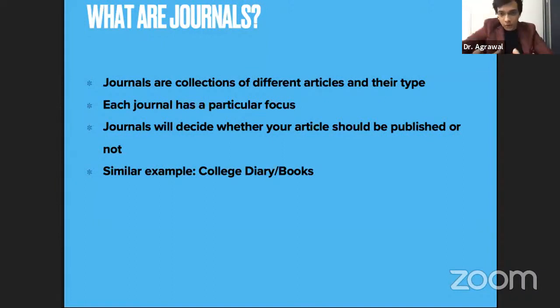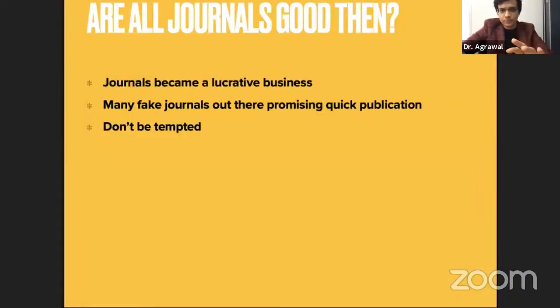They are essentially your college diaries or books where a few people decide whether or not something is good enough for it to be published in that particular journal, right? So are all journals good then? Dr. Dhumane will touch on this topic in great depth, but I just want to touch on it so that amateur researchers understand what journals are and how they're relevant to scientific literature.